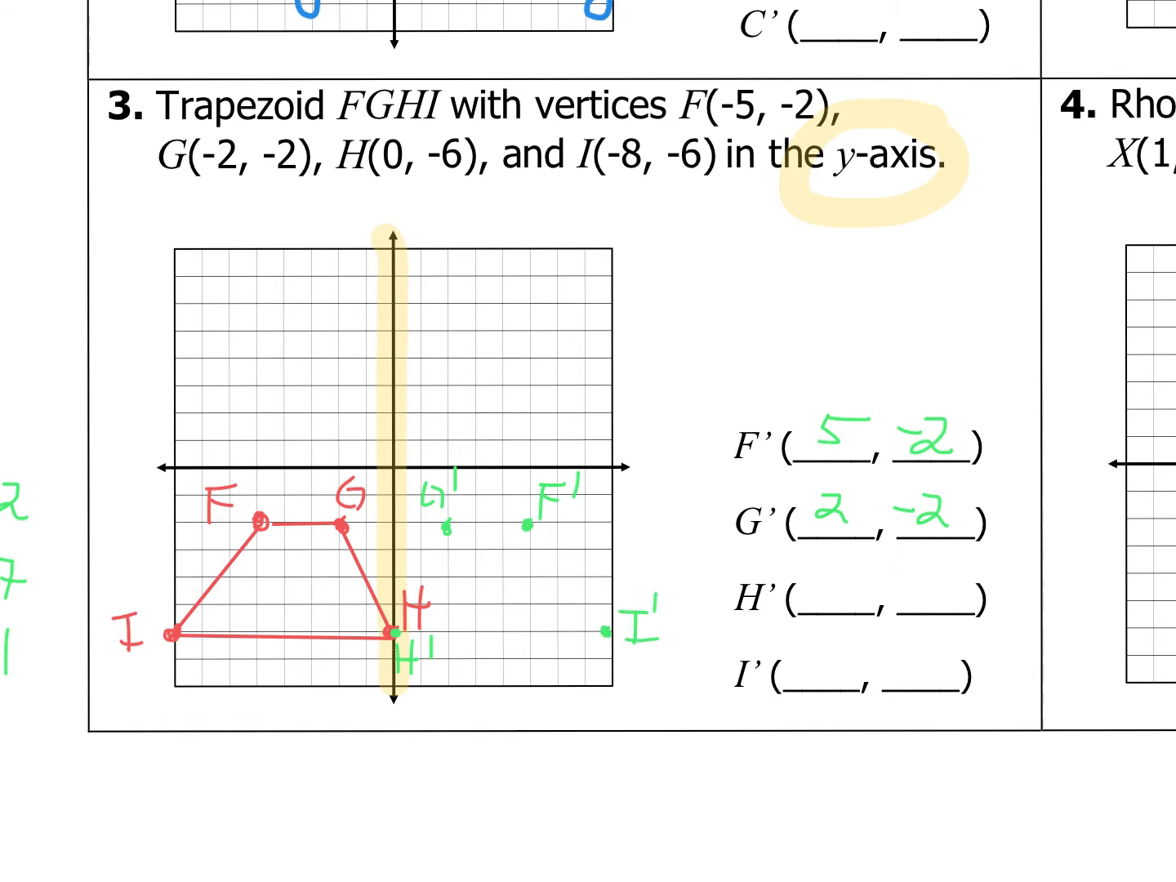Oh, we forgot to identify H. H prime is the same as H. So we went 0 right or left, but then down 6, so that makes that a (0, -6). And then for I prime, from the origin we went right 8 and down 6. So that would be (8, -6).